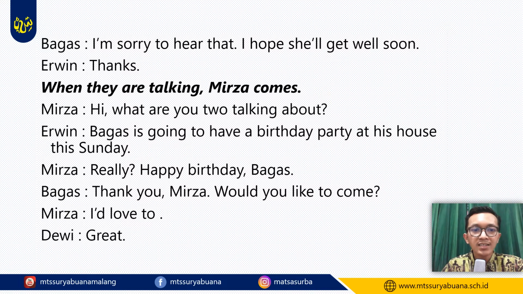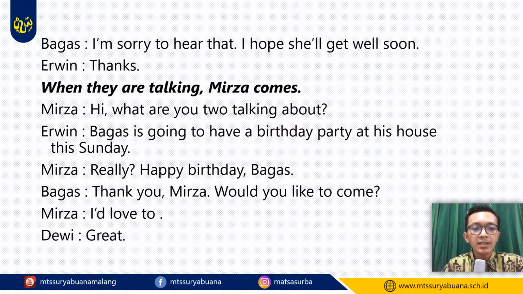Well, students, let's identify this dialogue with sentences that express making an invitation or accepting and declining. Okay, I will show you this sentence. You can read here, would you like to come? This sentence means Bagas asks Mirza to come to her house. Yeah, it means that this sentence, would you like to come, is an expression of making an invitation.